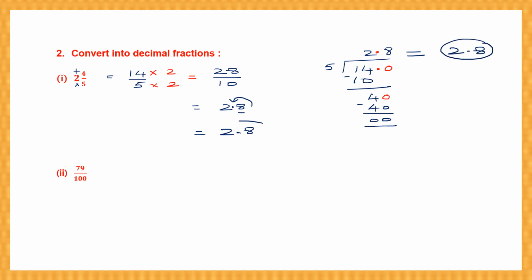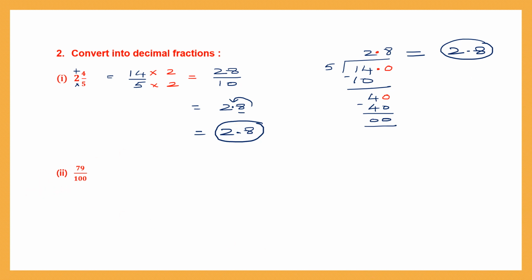So can you see it's the same as this? So these are two ways of converting into decimal fractions if your denominator is not 10 or a higher power of 10. One is you convert it like this, otherwise you do normal division like this and get your answer. Let's go to the next one.